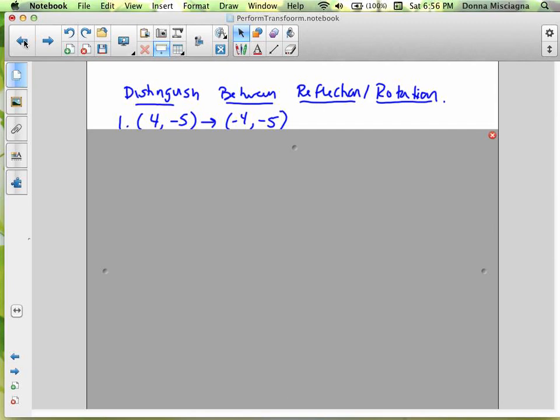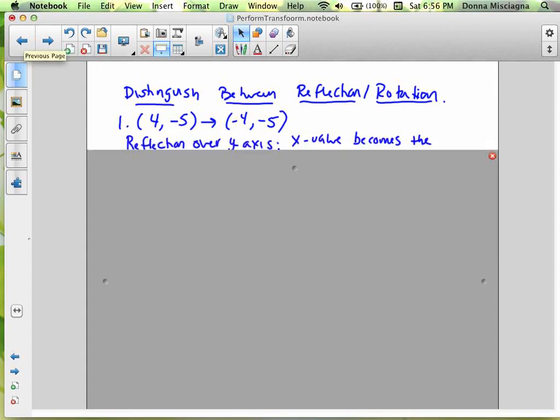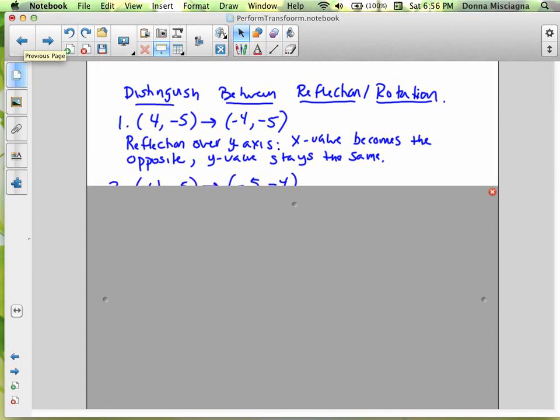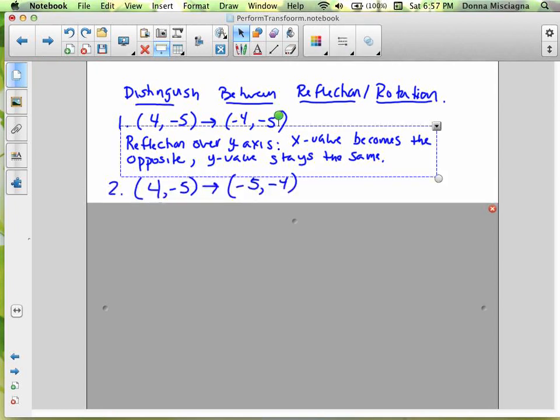All right, so here let's look at (4, -5) maps to (-4, -5). Well, they're not switching, right? So it's not a rotation. Matter of fact, the only thing that changed was the sign of 4. If just one sign changes, not both, and they don't switch, it's a reflection. In this case, since X changed and not Y, it's a reflection over the Y-axis. The X value becomes the opposite, the Y value stays the same. So if only one sign changes, it's a reflection.